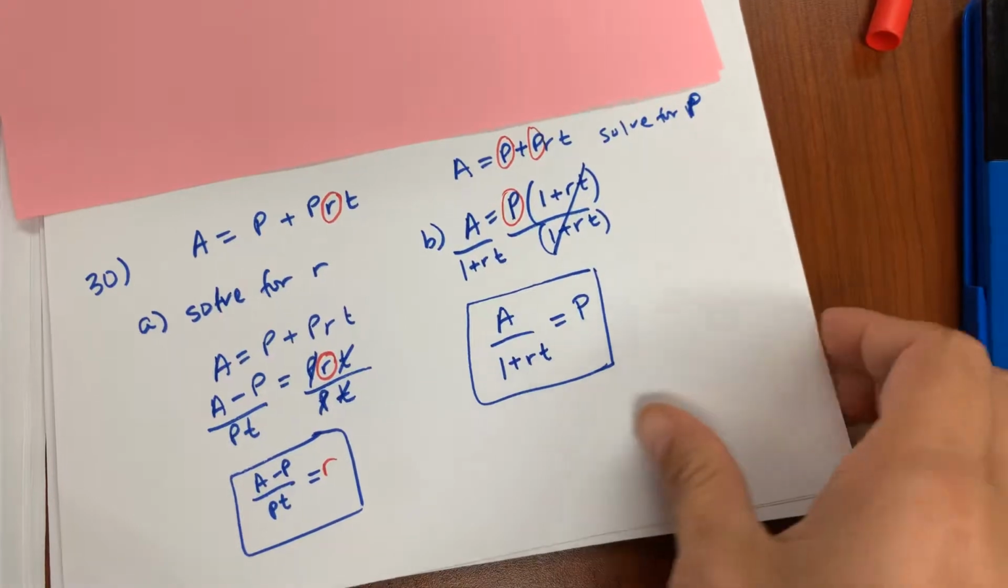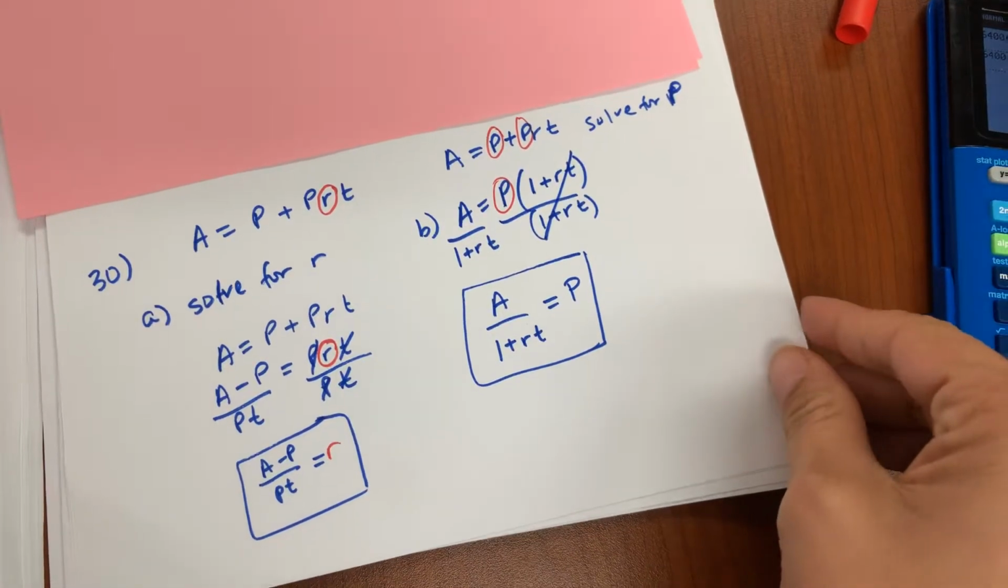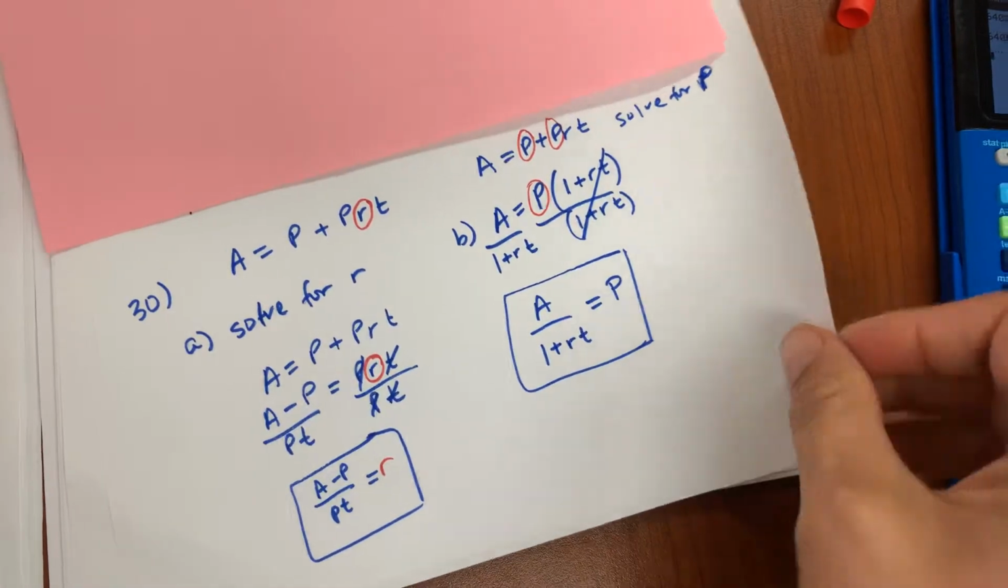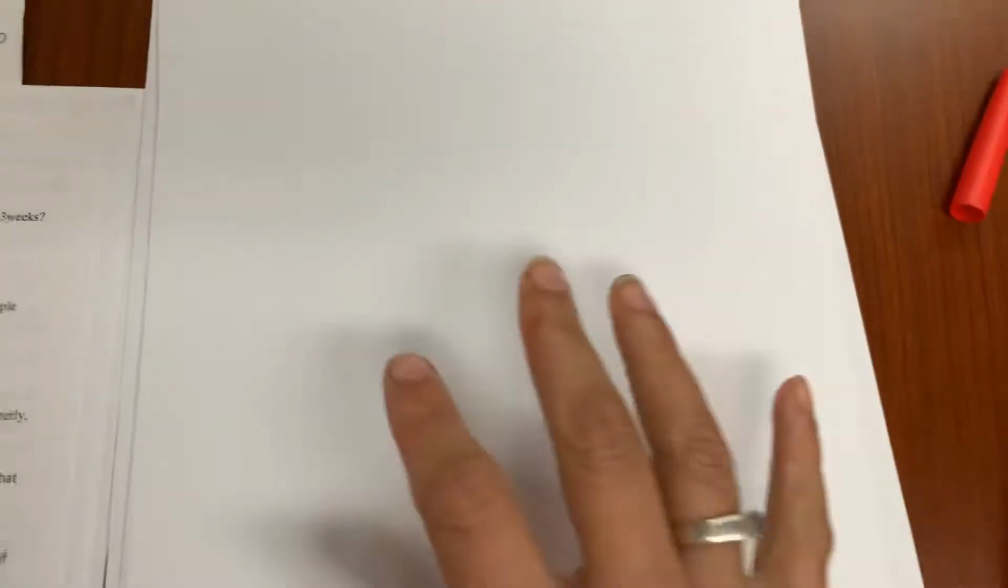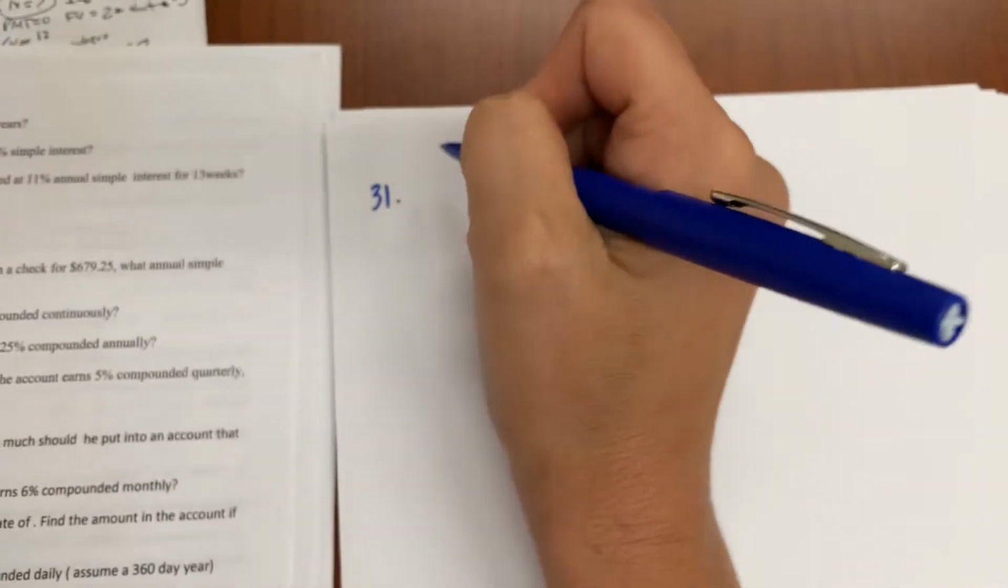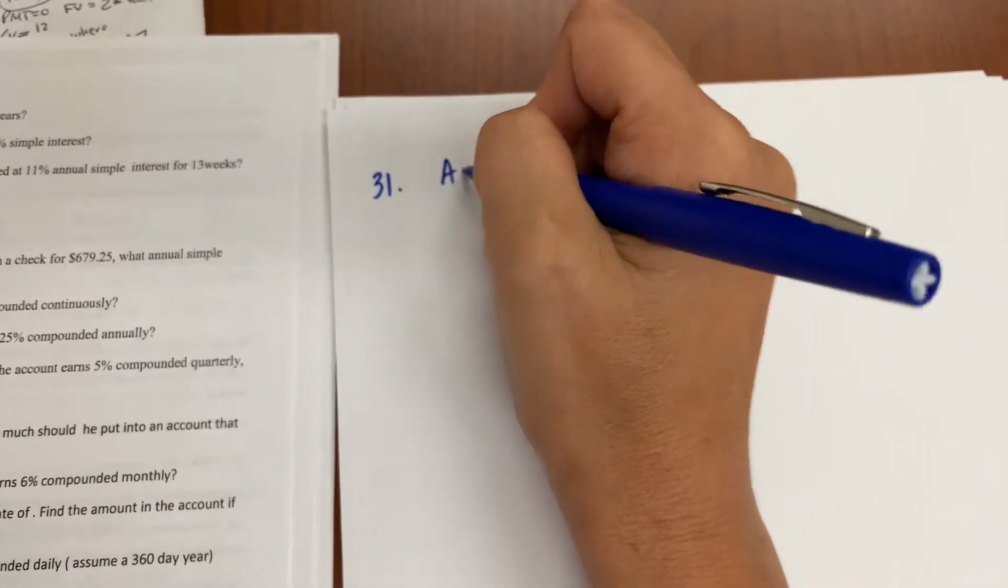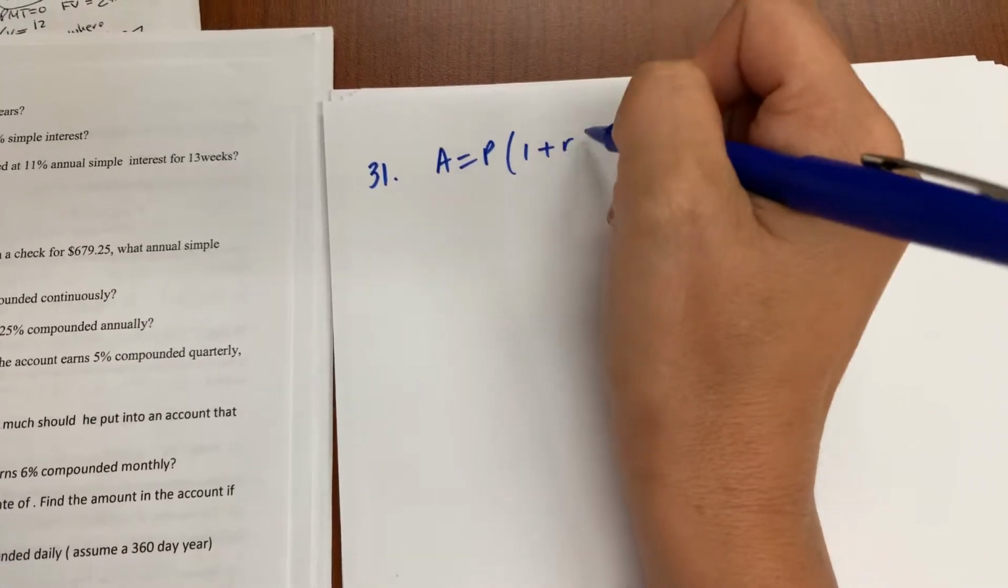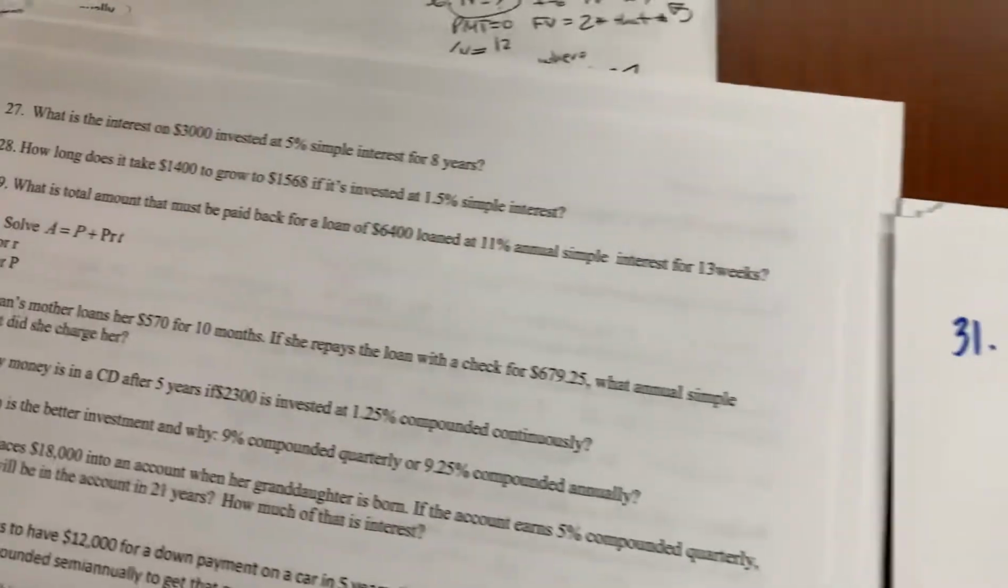So the last one is 31, and it talks about simple interest again. So let me go ahead and start a whole fresh paper, and then I'll read the problem for you. So here is 31, still involving simple interest, A equals P times 1 plus RT. And let's read over the details together.